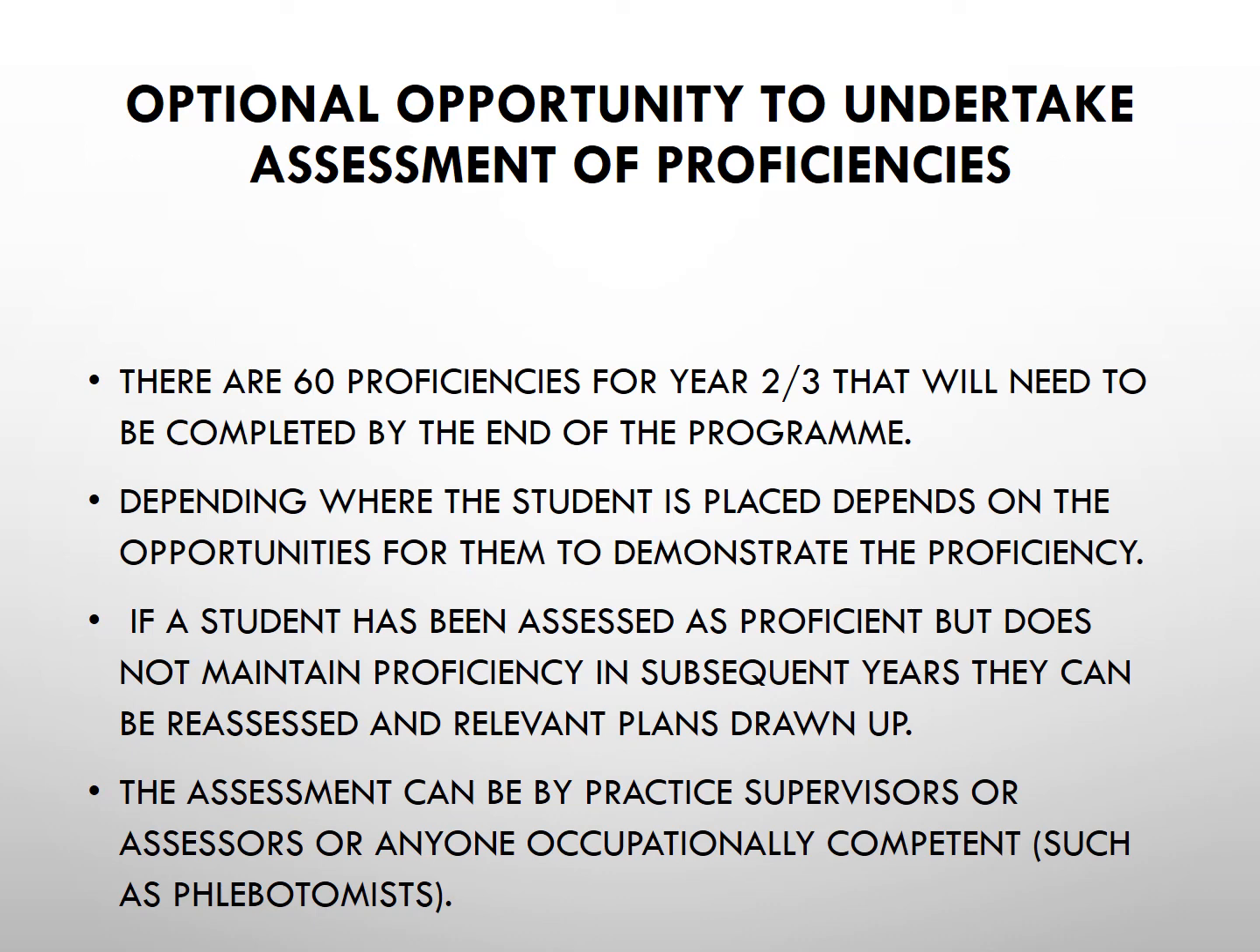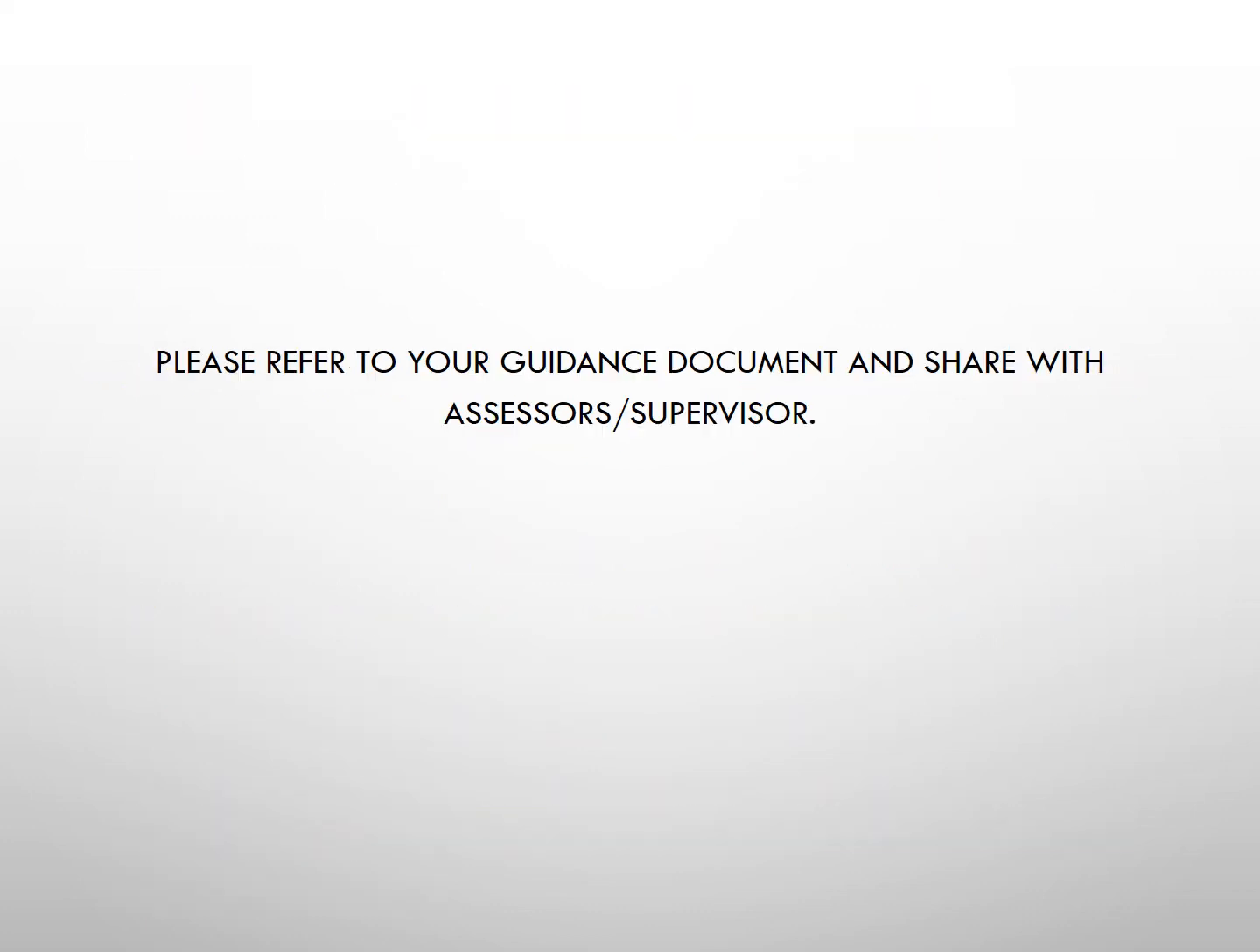Again, there are 60 proficiencies for year 2 and 3 that will need to be completed by the end of the programme. It does depend where you are, it depends where the opportunity is, but also it's important to note that the supervision that you're receiving is different than expected of a student normally. Then there may not be opportunities for you to be supervised and to be assessed at proficiencies, but if the opportunity arises, then you are able to take that opportunity. So please refer to the guidance document that you've been sent. Share that document with your assessor so that people know what you are being assessed on and what needs to be done.